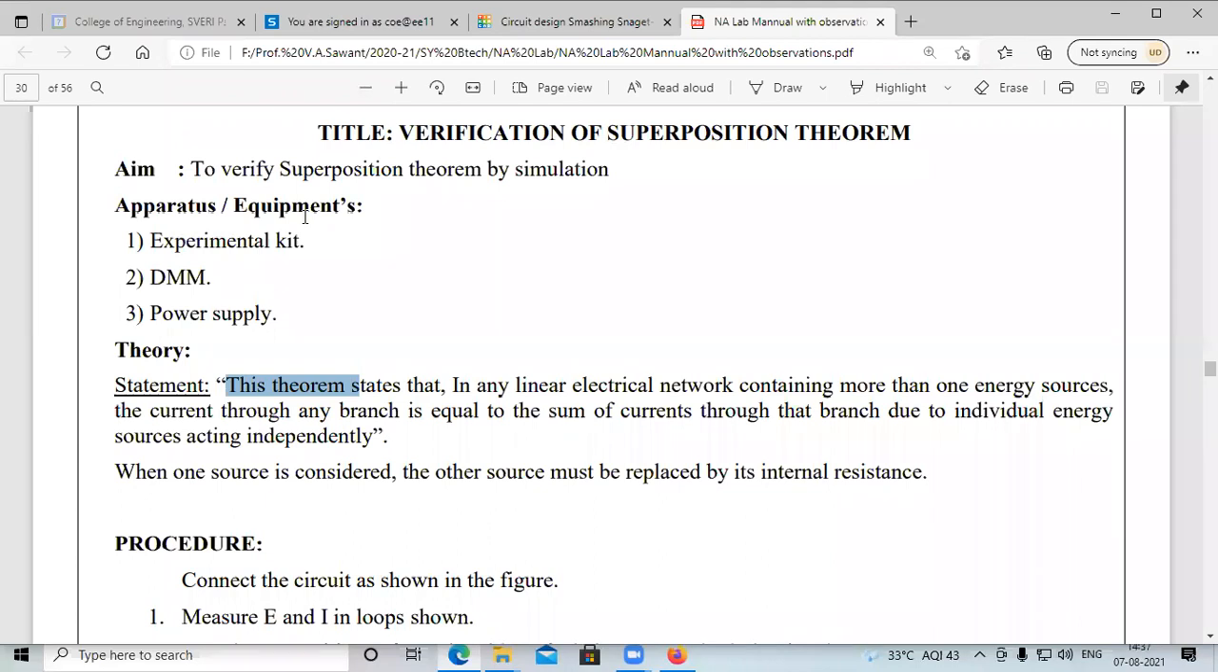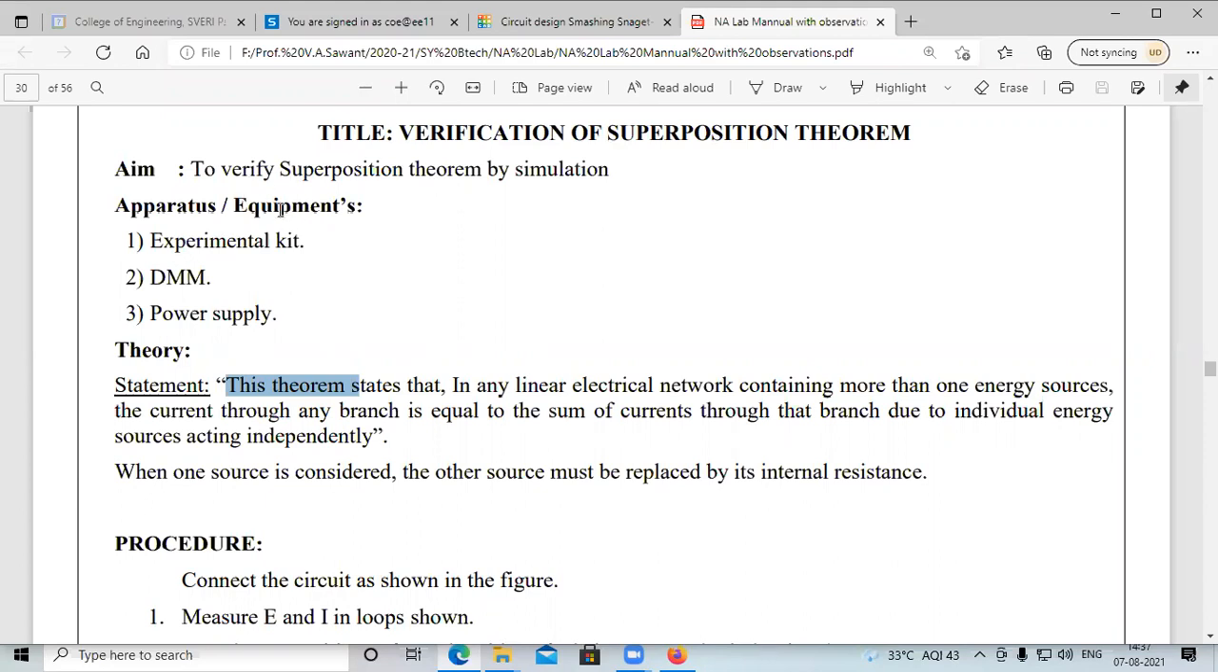Then if we want to find the current flowing in any one of the branches, this current is equal to the sum of the currents that would be produced when each individual source acts alone. I have already given this statement in the theory, and we solved some problems related to that.